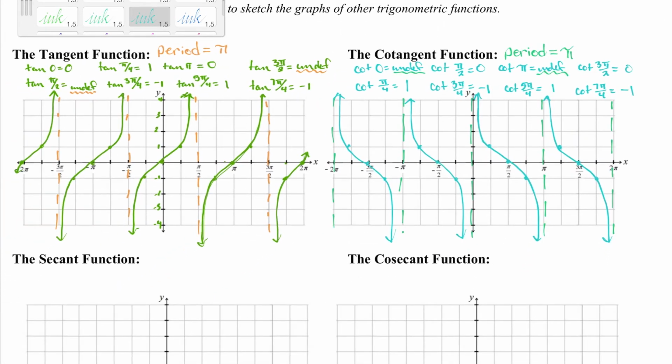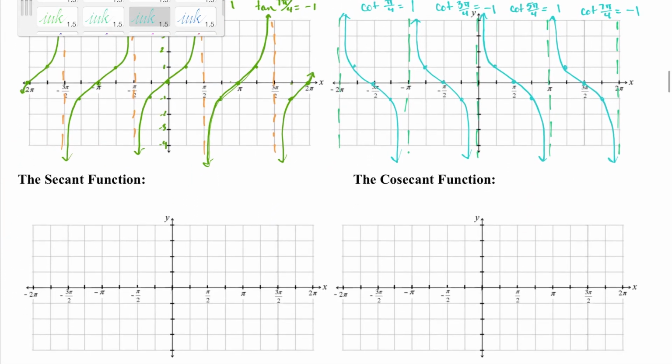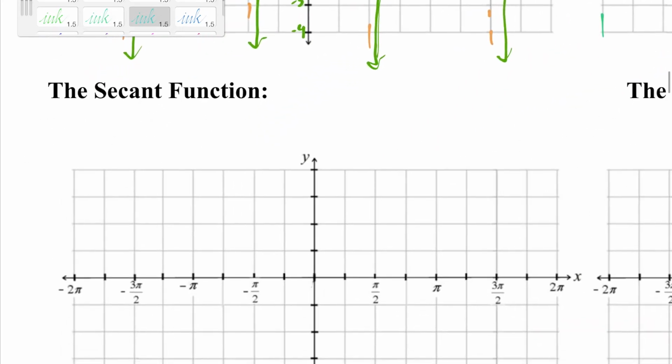So for these next two, my secant and cosecant, I again have to remember what their reciprocals are. So for secant, this is the reciprocal of cosine, so 1 over cosine theta. What I like to do when I start my secant function is to graph the dots for my cosine function. So I know cosine starts at 1, goes to 0, negative 1, 0, and 1 again, and then repeats that process on the other side.